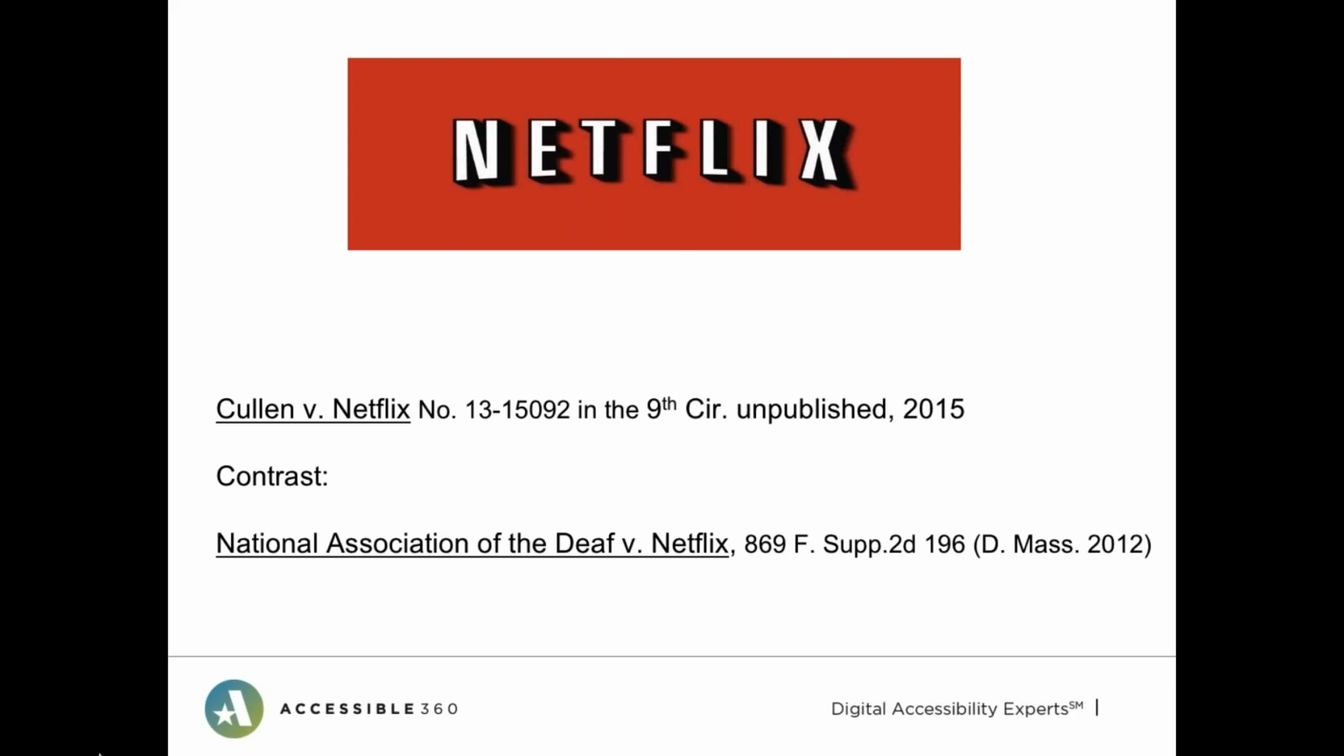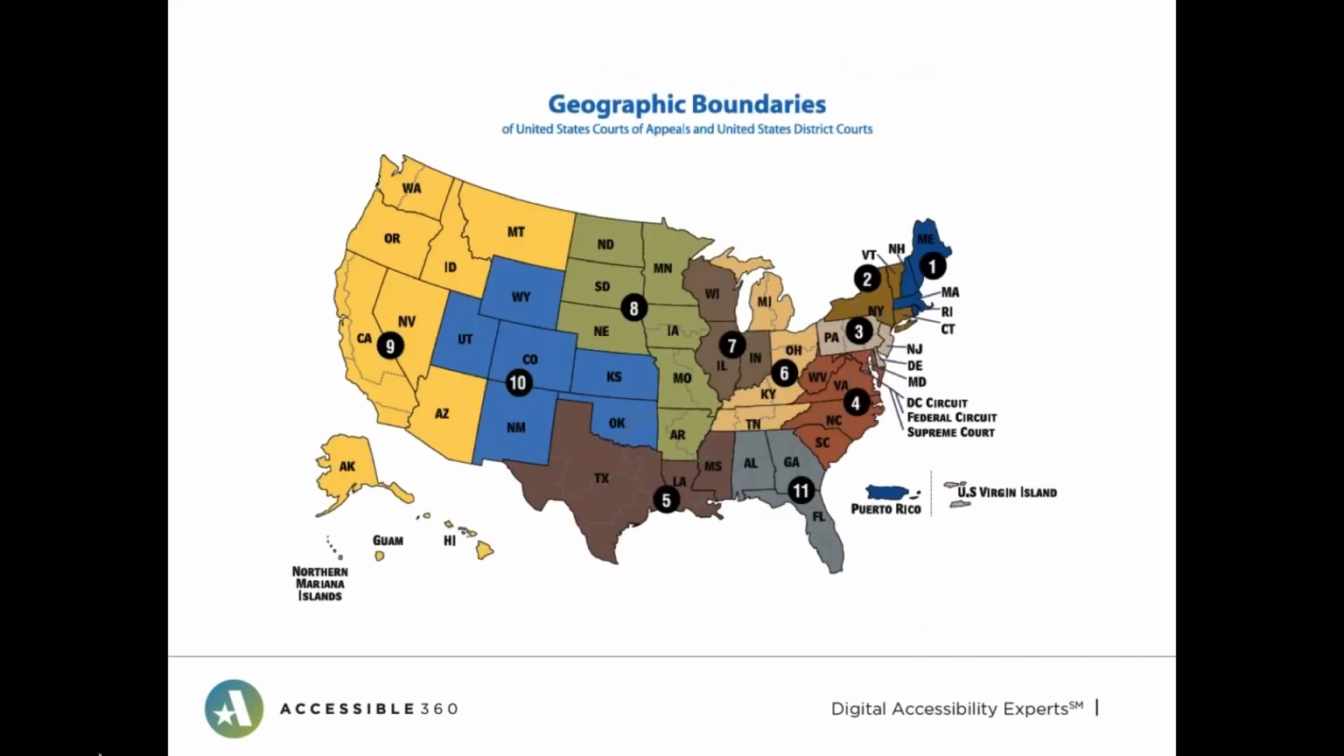There are many circuit courts across the nation. Let me show you this first. These are the different district courts across the United States, and this is where sometimes some of the confusion runs in.